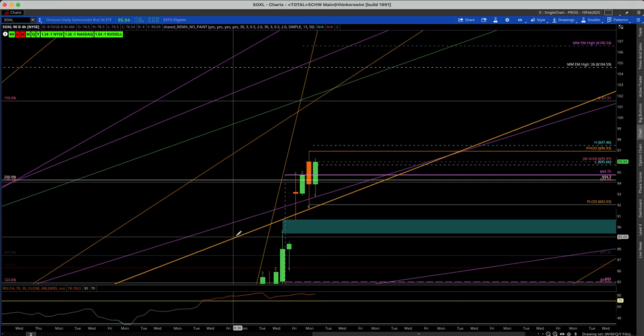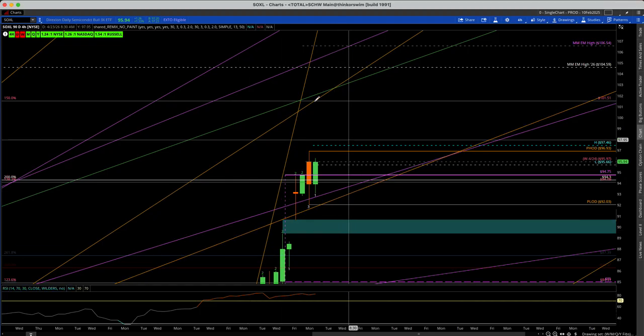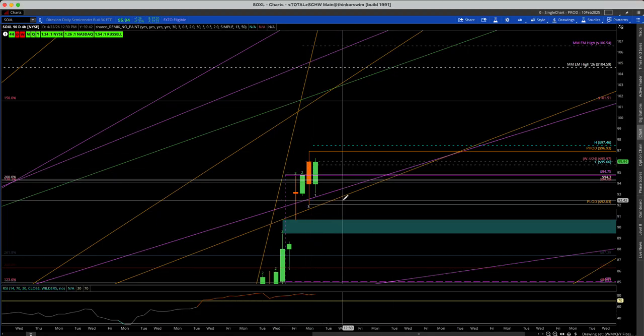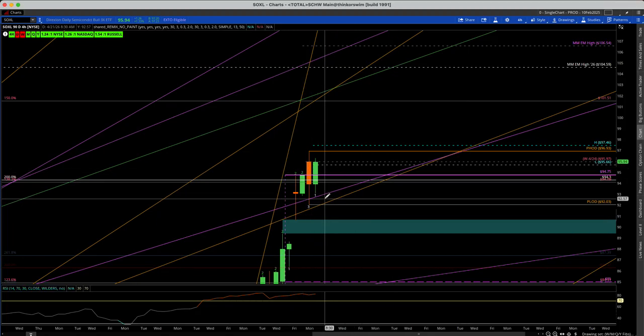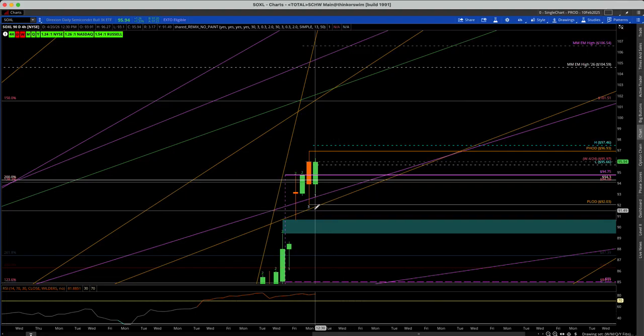Again, we're hitting these broadening formations, the weekly broadening formation here, daily broadening formation. You've got the monthly just above. So look for a little bit of a slowdown to that face-ripping rally that we've been in. But again, don't get too far over your skis.